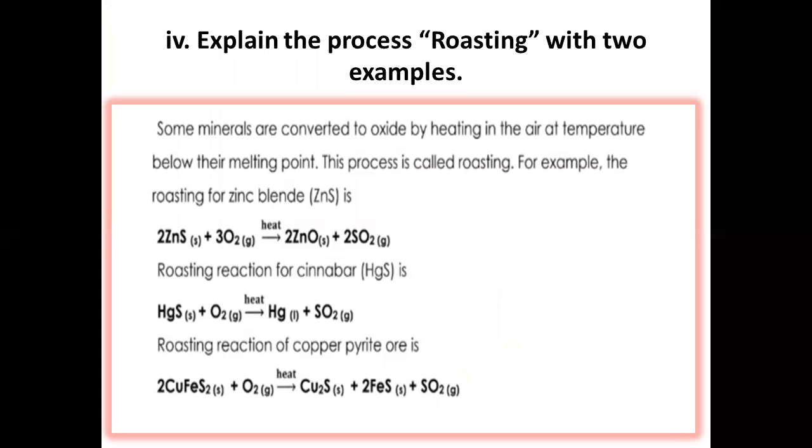For example, the roasting of zinc blende, zinc sulfide, when burned in the presence of oxygen will give zinc oxide and sulfur dioxide. The roasting reaction for cinnabar, which is mercuric sulfide, when reacted with oxygen will form mercury and sulfur dioxide. Roasting reaction of copper pyrite ore, copper iron sulfide, with oxygen will give us copper sulfide, iron sulfide, and sulfur dioxide.